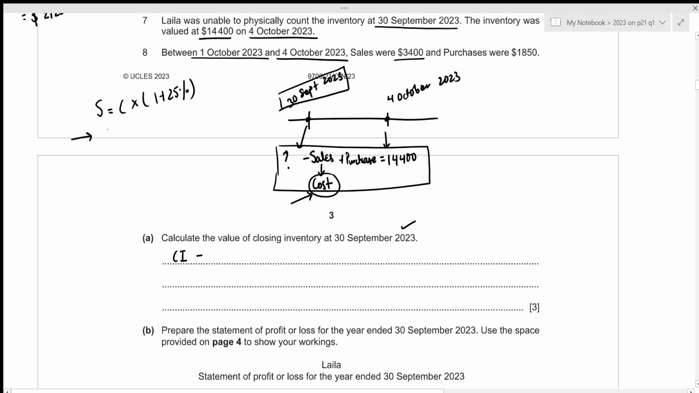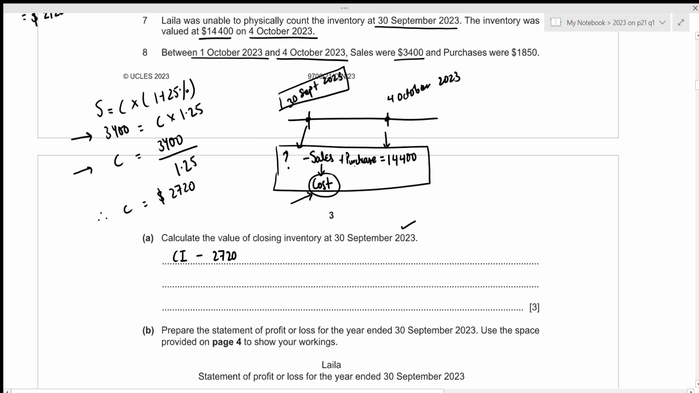We already have the sales value of 3,400. We're trying to figure out the corresponding cost, and 1 plus 25% can be written down as 1.25. So this means that the corresponding cost is just going to be 3,400 divided by 1.25, which results in the cost of 2,720. So we need to subtract this value.